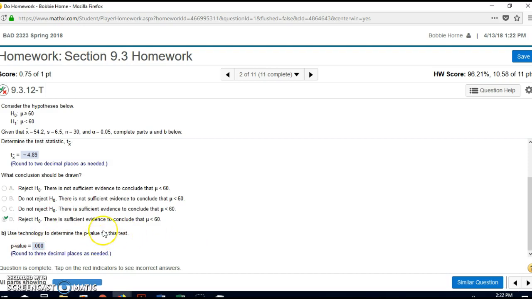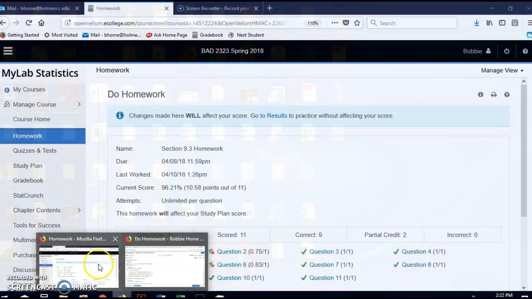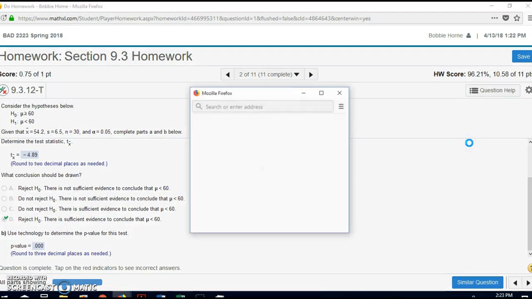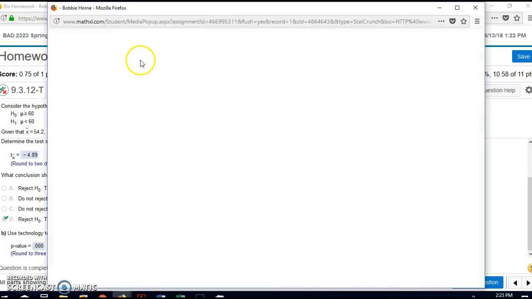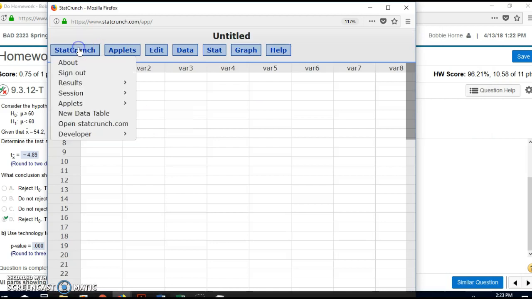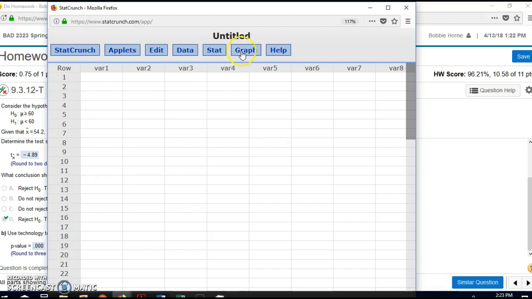Now, to determine the p-value, let's see if I still have it open. I don't. Okay, so I should have left it open. But you can get the p-value when you calculate what we just calculated. And I didn't save it.